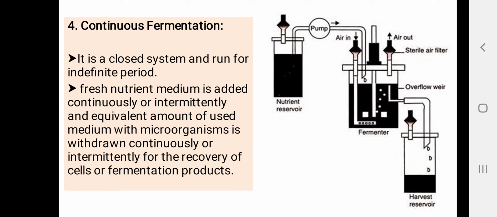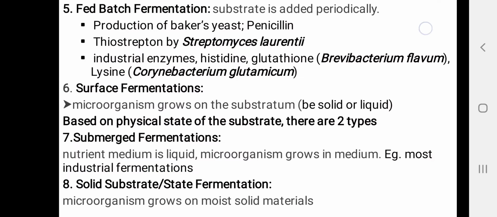Now let us look into this process in detail. So continuous fermentation is an example of an open system and it is run for an indefinite period. So fresh nutrient medium is added continuously or intermittently, and an equivalent amount of the used media with the microorganisms will be withdrawn either continuously or intermittently. This is done for the recovery of the cells or the fermentation products.